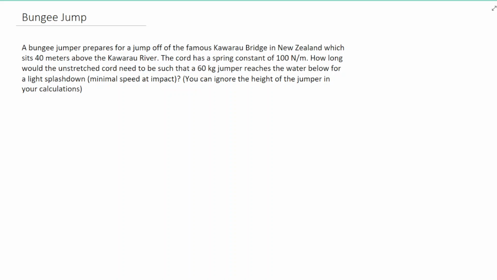It's going to be really important anytime you're dealing with these problems. Hopefully you're realizing we're going to deal with energy, but it's important to draw a picture, right? So let's look at a scenario here. At the start, you have your jumper. All right, let's draw them here. And they're attached to a cord.